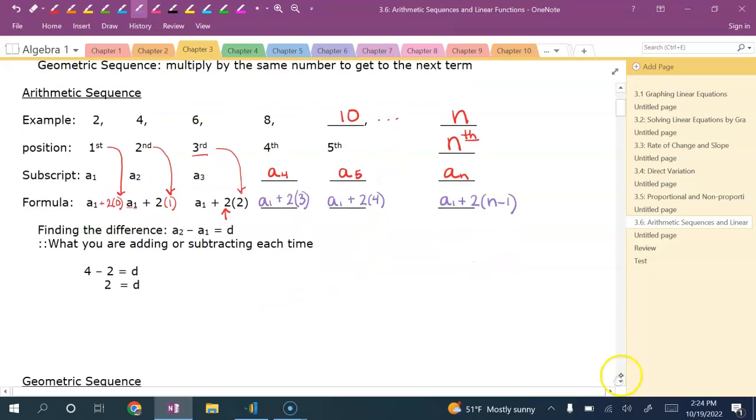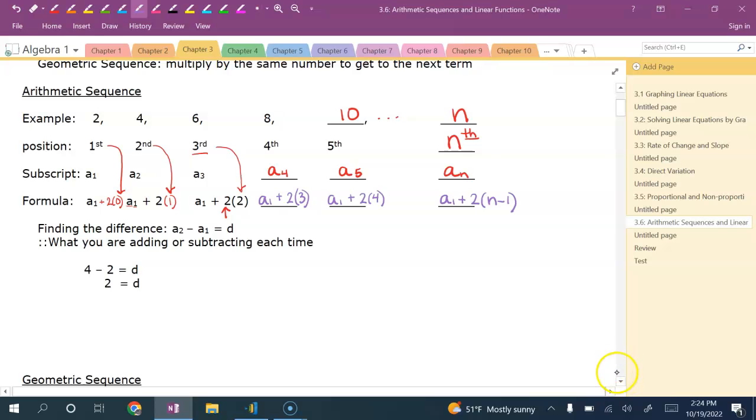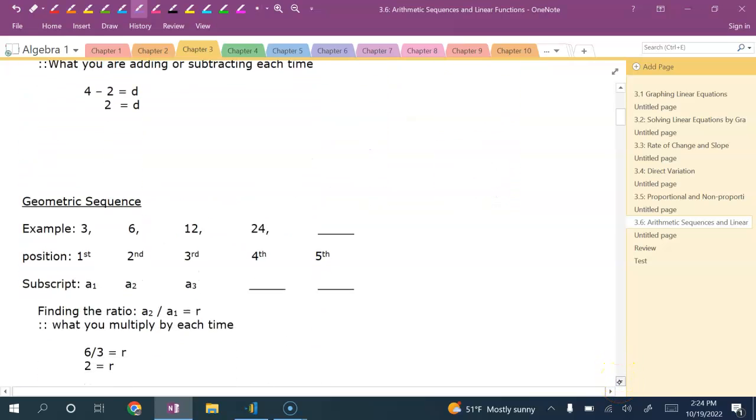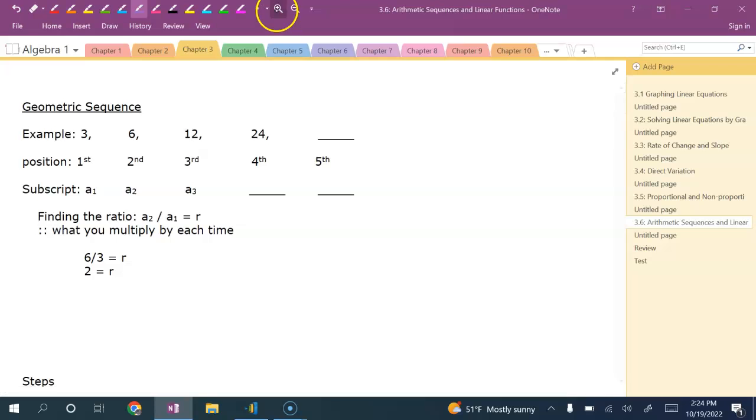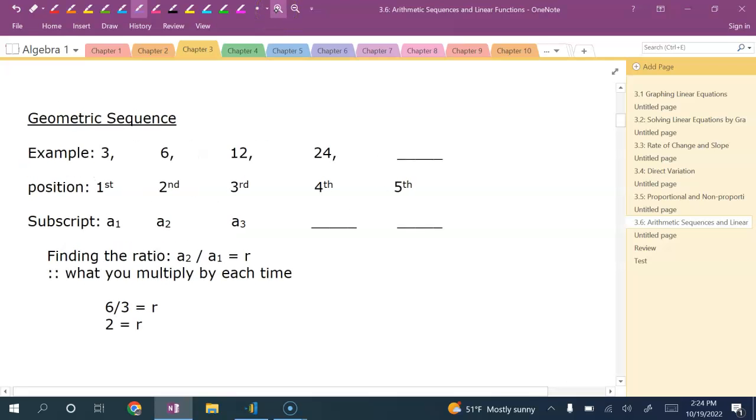So an arithmetic sequence, again, is when you're adding or subtracting the same thing over and over. Now, a geometric sequence is a little different in that you're multiplying by something over and over repeatedly. So for this one, we went 3 to 6, 6 to 12, 12 to 24, so it looks like they multiplied by 2 each time. So the next term here would be 48, if we took 24 times 2.